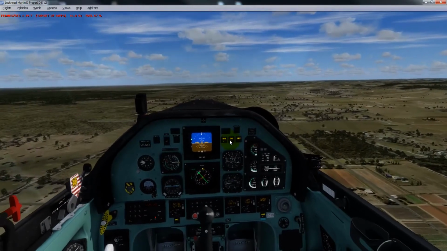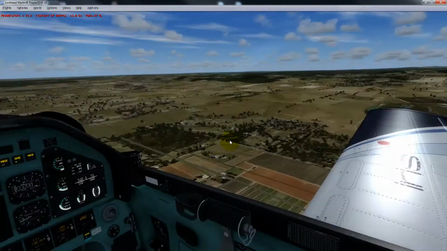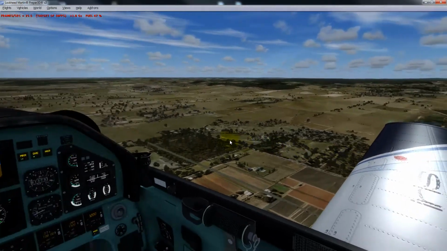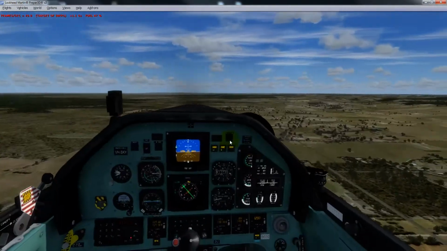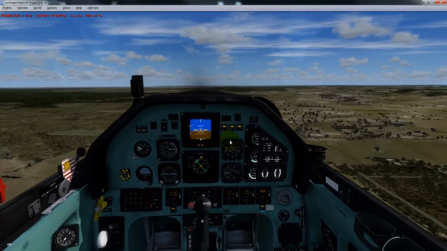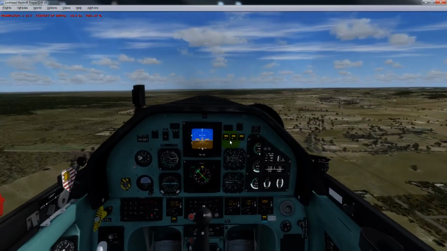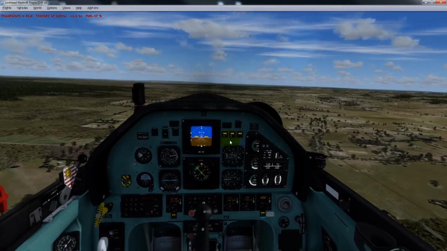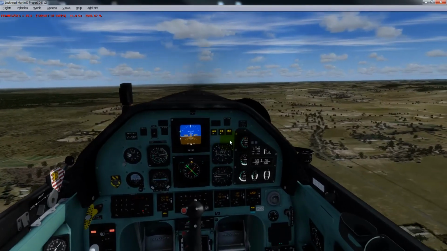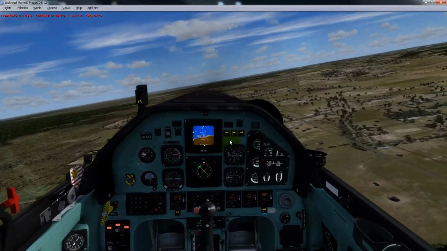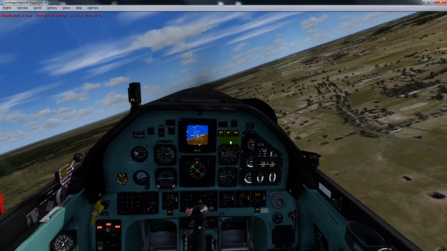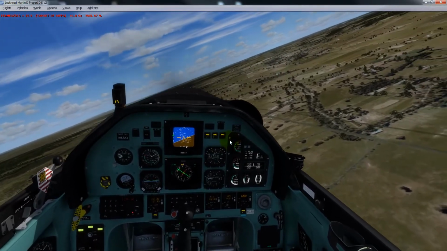So the way I normally judge where I need to turn to start my base turn is basically about two wing roots back. So we're just coming up on where I'd start mine now. So at this point I want to bring my gear down, my flaps, to takeoff.